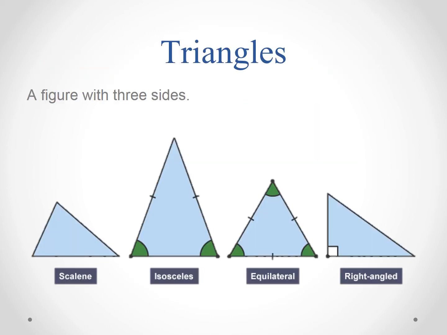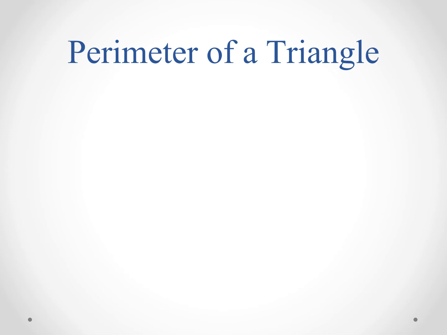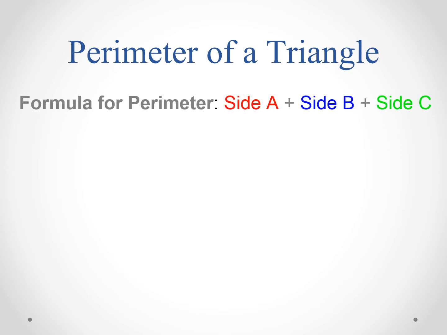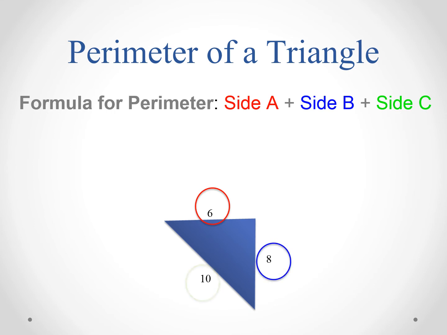In this section, we'll be talking about formulas for triangles. A triangle is a figure with 3 sides, such as the ones you see below. The formula for the perimeter of a triangle is as follows: adding side A plus side B plus side C. If we have the following triangle with dimensions of 6, 8, and 10, we have our side A, our side B, and our side C right here. So in order to find the perimeter, we would just add these 3 numbers, 6 plus 8 plus 10, to get a total of 24 units for the perimeter.